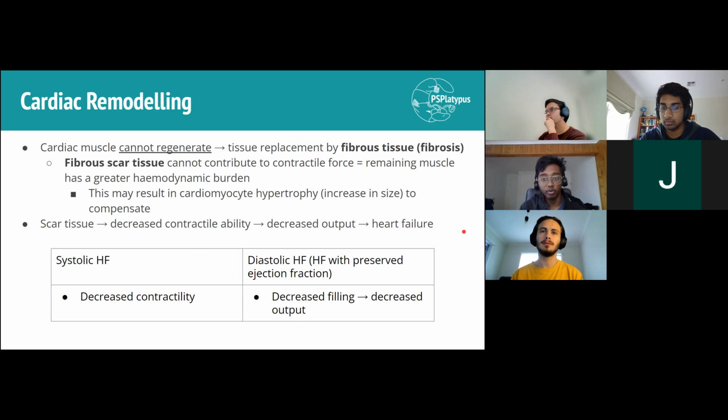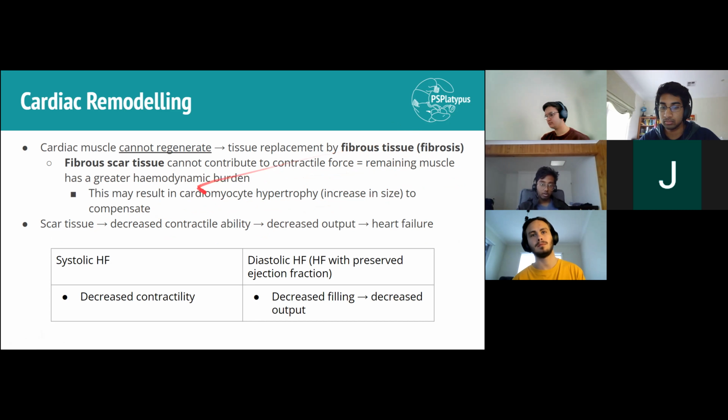Okay, so cardiac remodeling. We talked about how these cardiac muscles, the cardiomyocytes, die due to ischemia, but what happens after that? So cardiac muscle cannot regenerate. So this leads us to tissue replacement by fibrous tissue, that is fibrosis. This fibrous scar tissue is non-functional. It cannot contribute to contractile force, which means the remaining muscle that's left over essentially has more work to do and a greater hemodynamic burden, which just means more work to do. And this can result in the remainder cardiomyocyte hypertrophy to compensate.